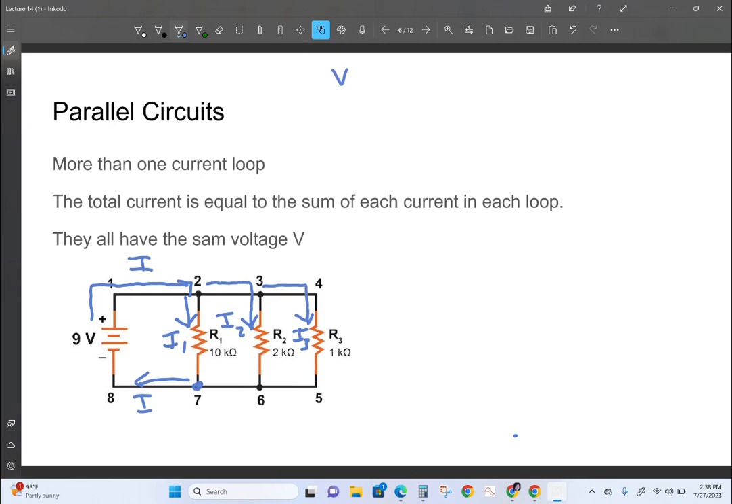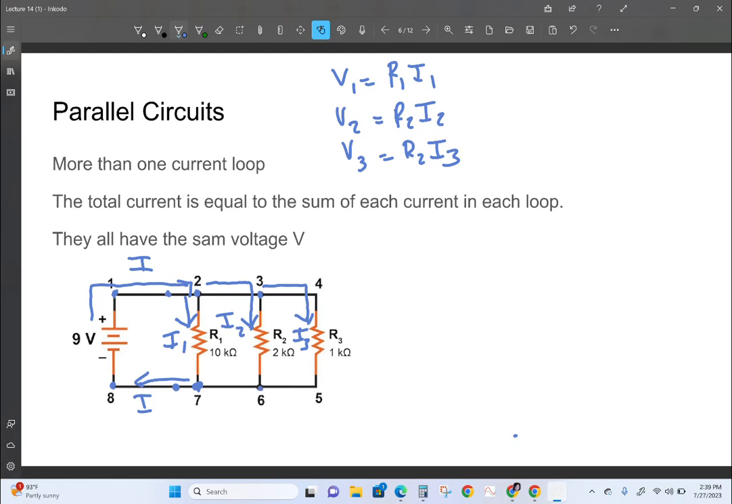So the voltage across R1 is R1, I1, and the voltage across R2 is R2, I2, and the voltage across R3 is R3, I3. But notice something. If I measure the voltage from point 1 to point 8, it's going to be the voltage of the battery. And if I come over here to this point, the voltage is going to be the voltage of the battery, 9 volts. If I measure the voltage across 2 and 7, it will be the same voltage as the battery.